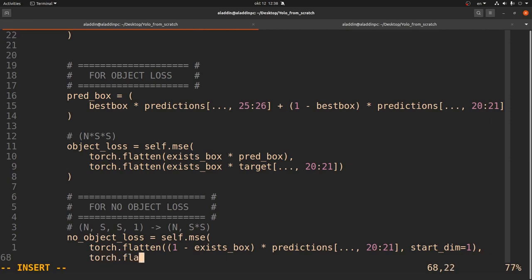So then we're going to do torch.flatten. We're going to do 1 minus exists box. We're going to times that with the target of 20 to 21. And again, we're going to specify start dim equals 1.